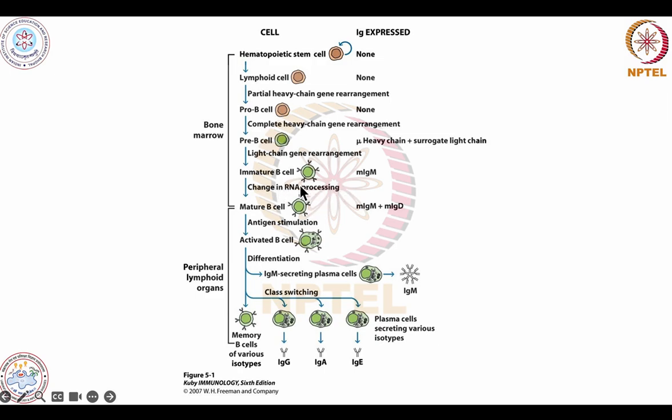immature to mature B cell, where a change in RNA processing happens, mature B cell to activated B cell, which is stimulated by antigen, and then differentiation where IgM secreting plasma cells, and class switching happens, where memory B cells and then different plasma cells secreting various isotypes get developed. Until this process it happens in bone marrow, and from there it happens in peripheral lymphoid organs.